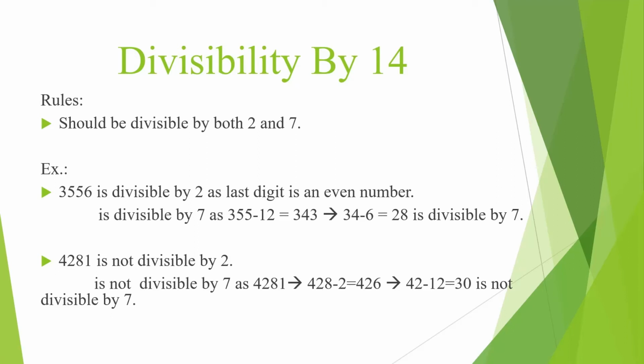Let us reduce it further. We have to ignore the last digit, so 42, we will get minus last digit into 2, 6 2s are 12. 42 minus 12 is nothing but 30. 30 is not divisible by 7. So the number 4281 is not divisible by 7. As it does not satisfy the condition, this 4281 is not divisible by 14 also.